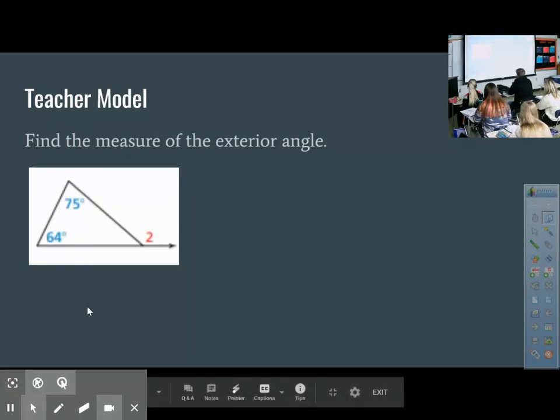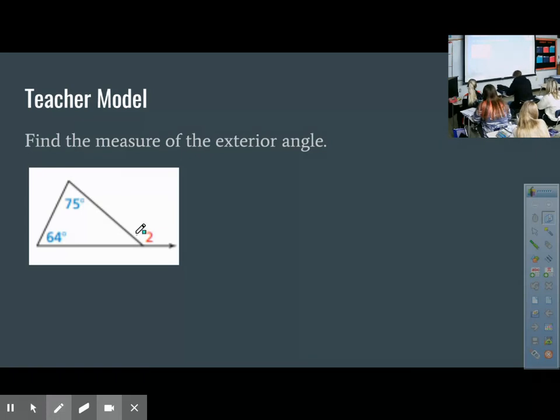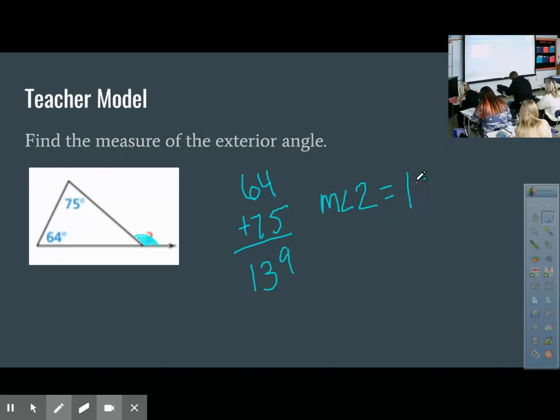And then let me show you one using the exterior angle theorem. It says find the measure of the exterior angle. Well, 2 is the exterior angle right here. Well, the exterior angle theorem says that this angle is going to be equal to the 2 interior angles that's not next to it. So not this one that's next to it, but these 2 over here. So all I have to do is add up these 2 angles. So I would do 64 plus 75. And 6 plus 7 is 13. So the measure of angle 2 would be 139 degrees.